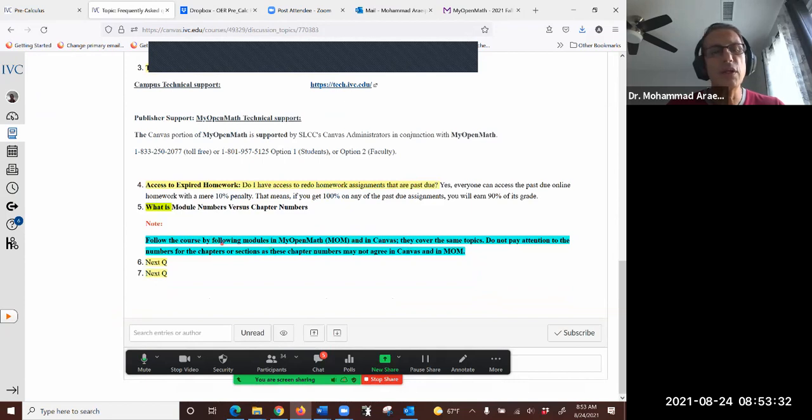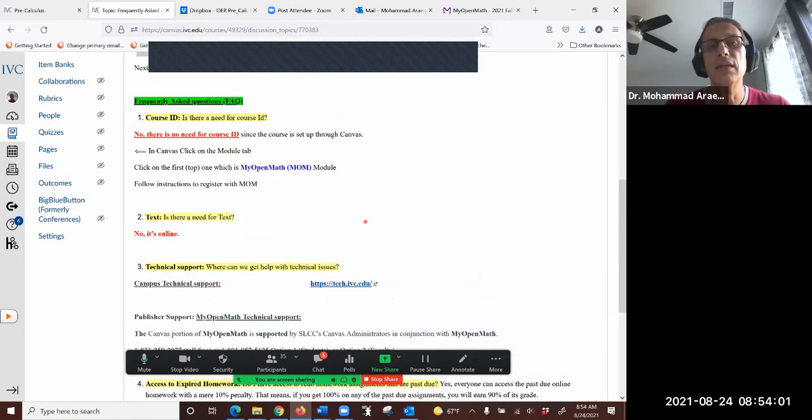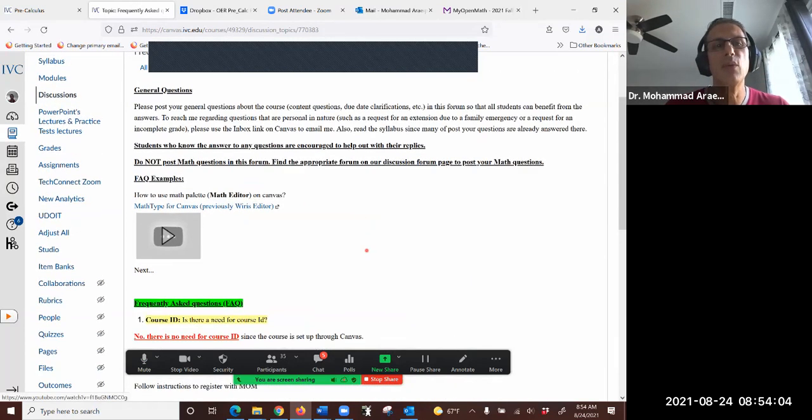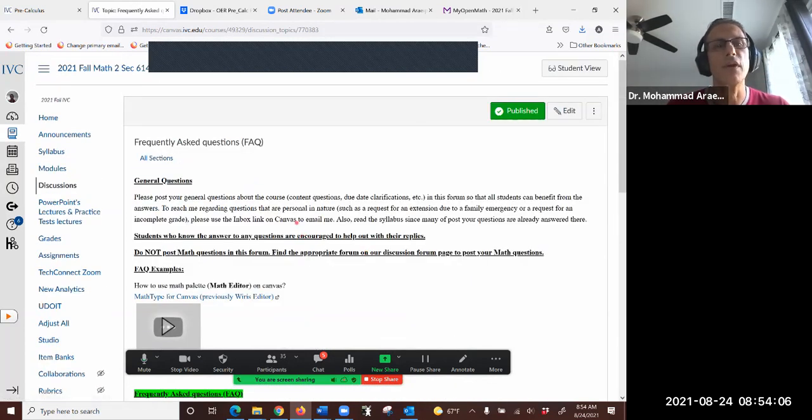What I want to really mention is this part. Follow the course by following modules in my OpenMap and in Canvas. They cover the same topics. Do not pay attention to the numbers for the chapters or sections, as these chapter numbers may not agree in Canvas and in MOM. I can't emphasize this enough. Exam 1, module 1, end of the story, in MOM as well as in Canvas. It doesn't matter what chapters or sections they are referring to.